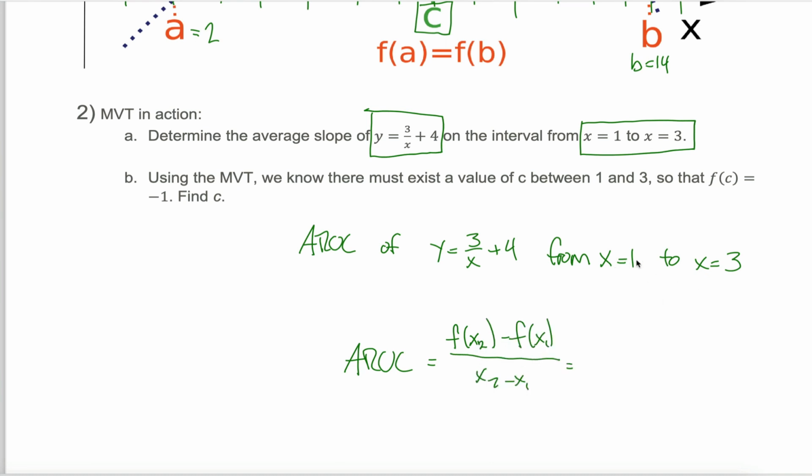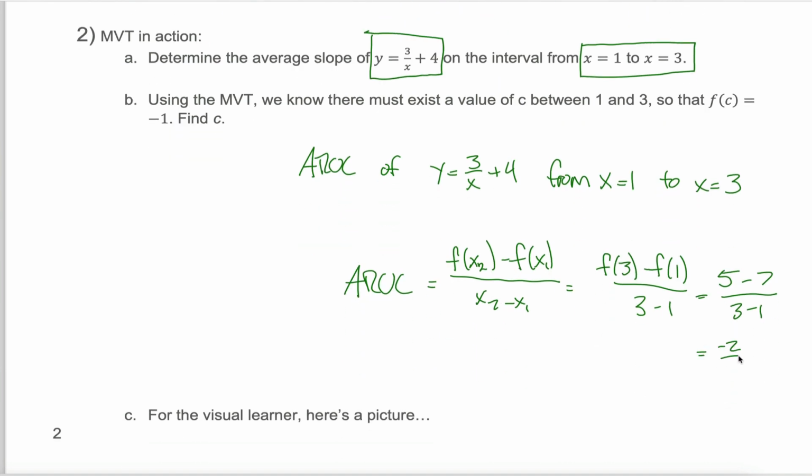In this case, the two x coordinates are 1 and 3. So my average rate of change is f of 3 minus f of 1 divided by 3 minus 1. f of 3 I can figure out by changing all the x's into 3's here. 3 divided by 3 is equal to 1, plus 4 more is equal to 5. f of 1 I can figure out in the same fashion, changing all the x's into 1's. 3 divided by 1 is 3, and 3 plus 4 equals 7. So I get 5 minus 7 divided by 3 minus 1. I get negative 2 divided by 2. I get negative 1. The slope of the secant line connecting the point on this curve at x equals 1 to the point on this curve where x equals 3 is negative 1.